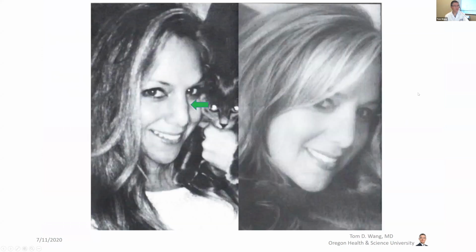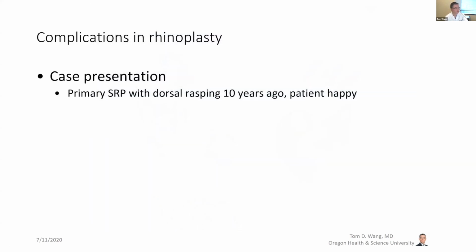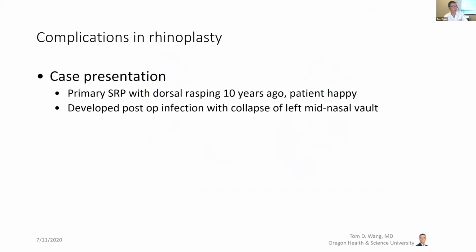There she is. These are pictures that the patient presented to me after her dorsal rasping procedure. She also had some miscellaneous septal procedures and so on. Then she developed a postoperative infection, a septal abscess that spread throughout the rest of her nose and collapsed her left mid-nasal vault.